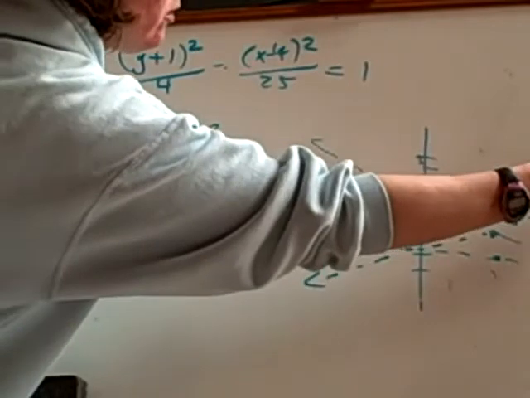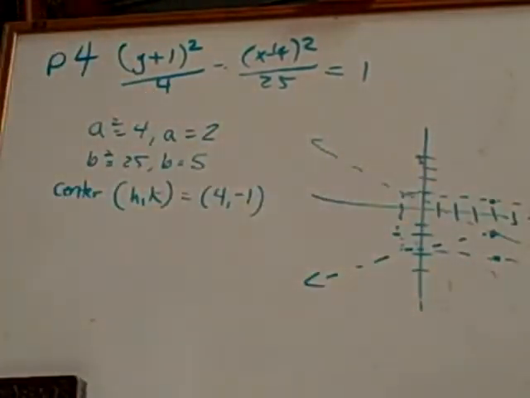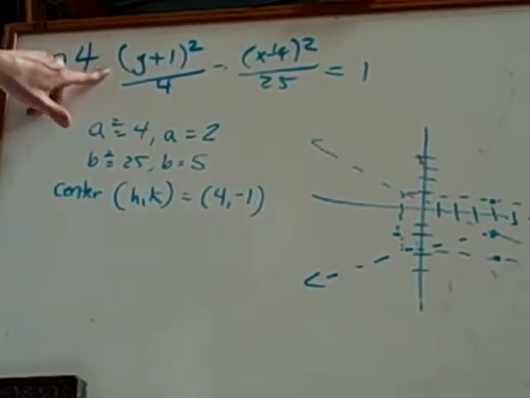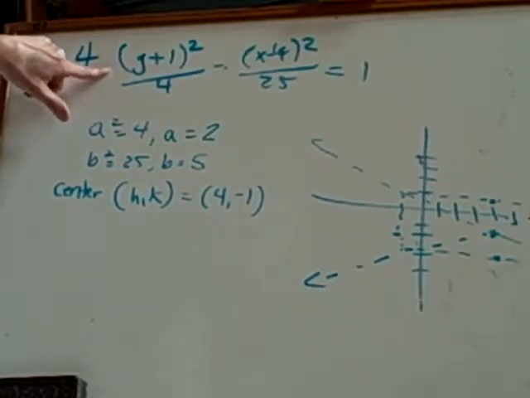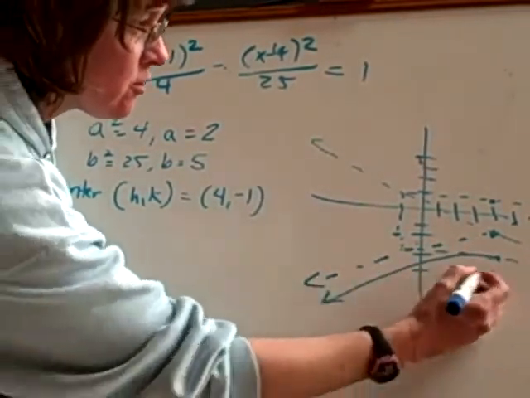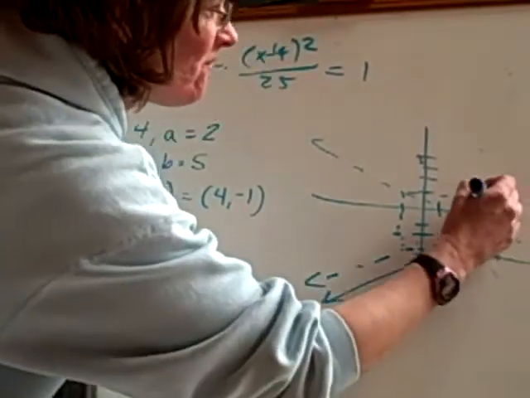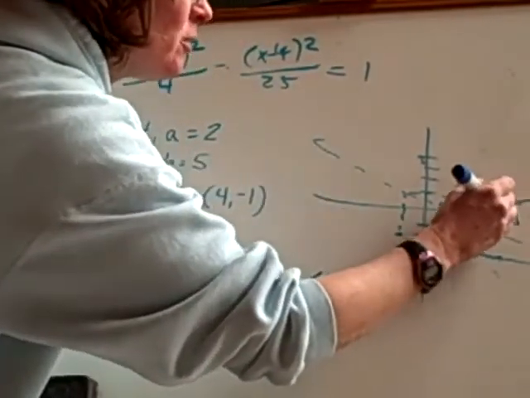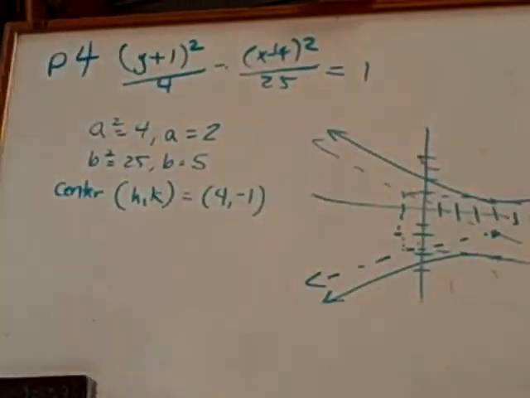Now, do you remember that y was the positive here, so my branches are going to open up and down here, right? Here's my vertex, and it's going to try to hug the asymptote. It's always going to approach it, but it will never cross it. It'll just keep getting closer and closer and closer.